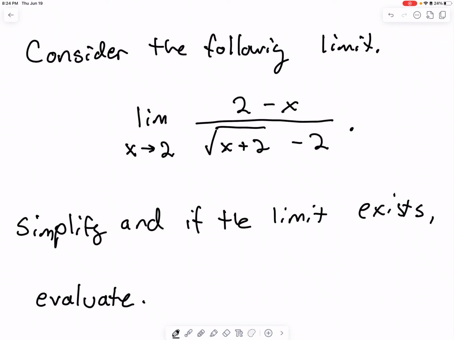We have another question from calculus. It says, consider the following limit: the limit as x approaches 2 of this expression. Simplify, and if the limit exists, evaluate the limit.